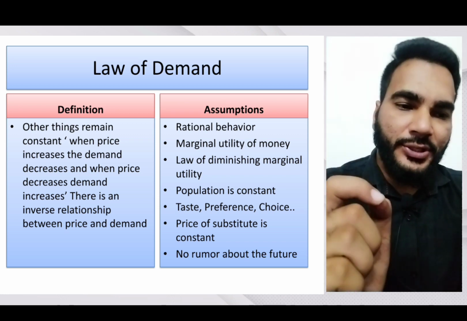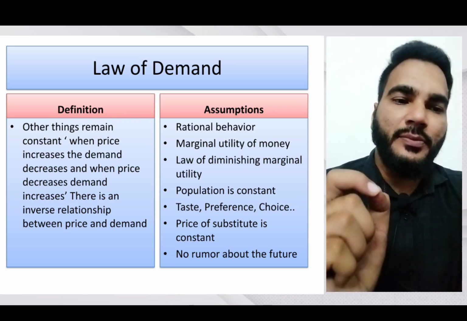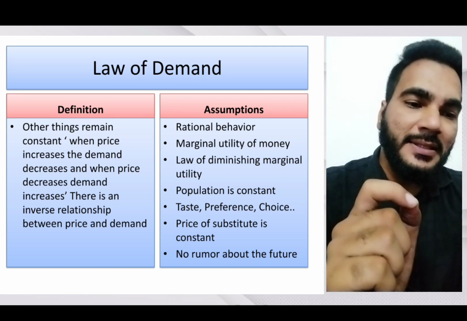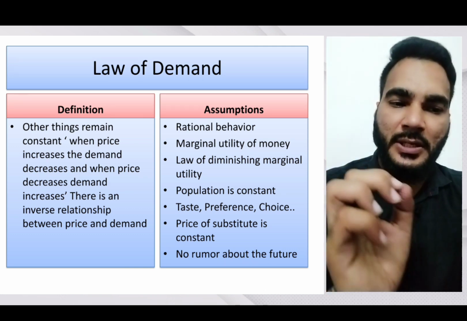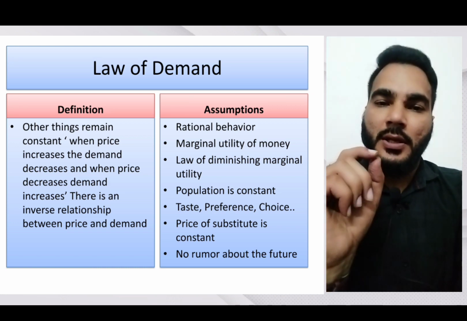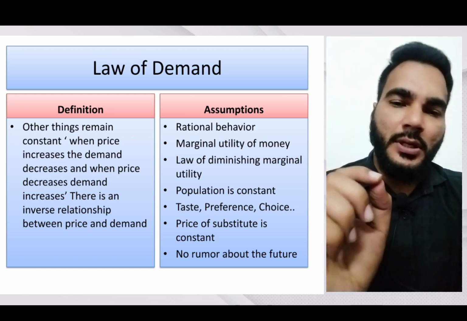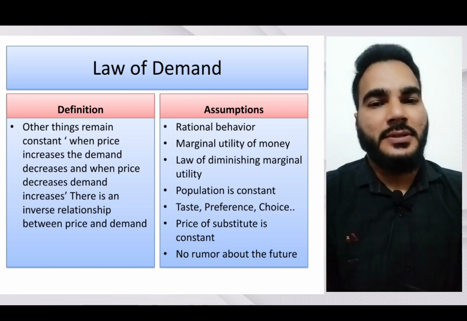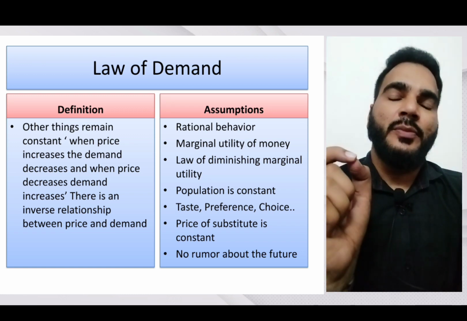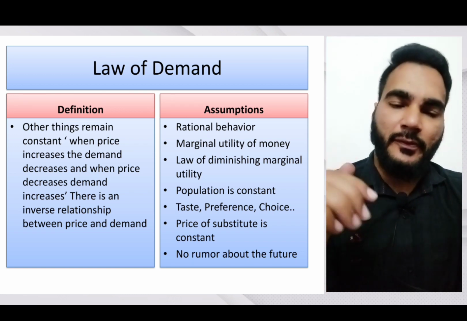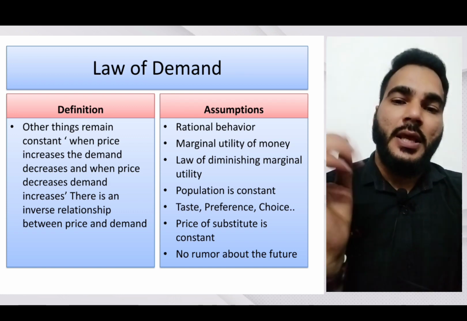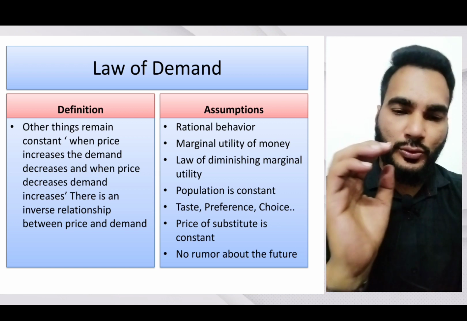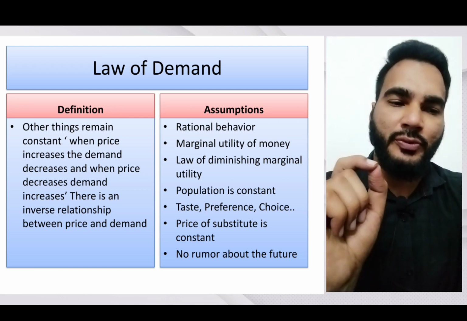So let us read the definition. If other things remain constant, when price increases, the demand decreases, and when price decreases, demand increases. There is an inverse relationship between price and demand. So here, what it wants to say, there are two factors. The first one is price, and the second one is demand. So if other factors remain constant, if price increases, demand decreases, and in the same way, if price decreases, demand increases. So they have an inverse relationship between each other.